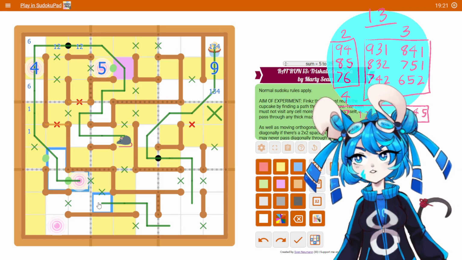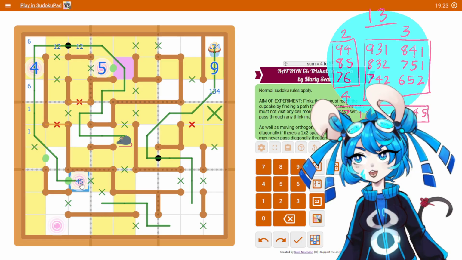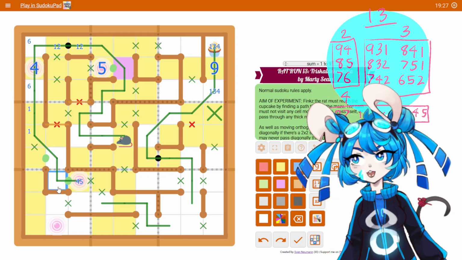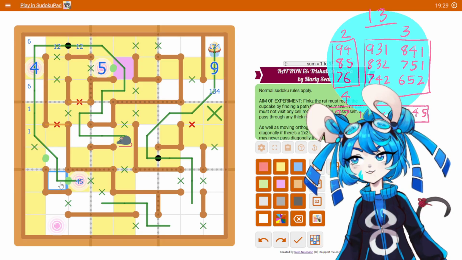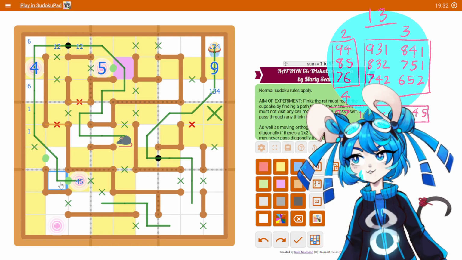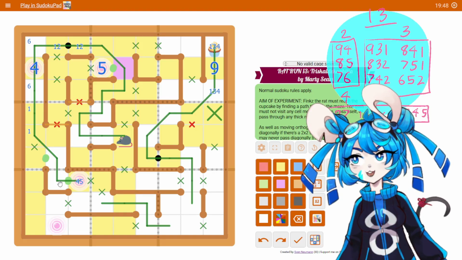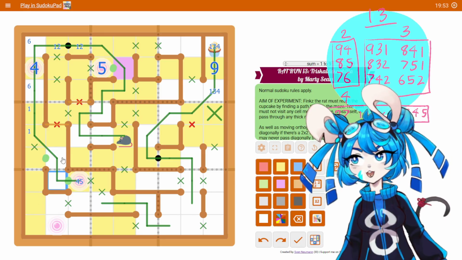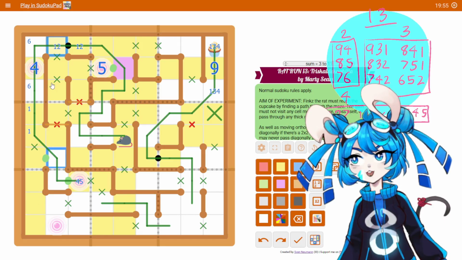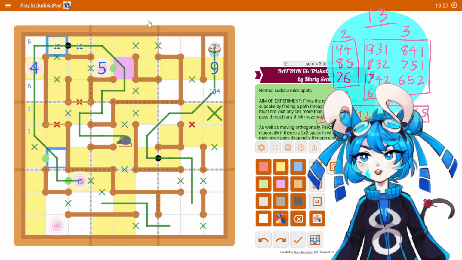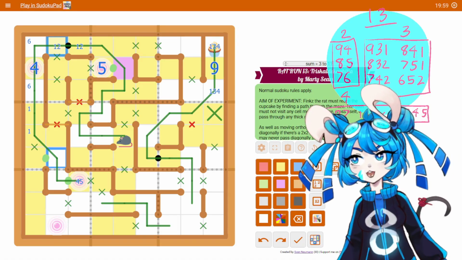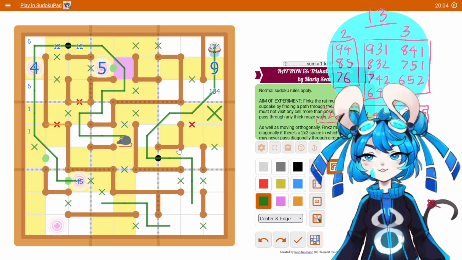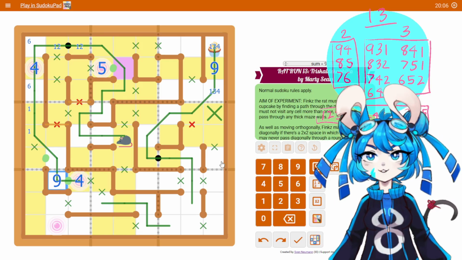1, 2, 3, 4. So this has to be a 4 or a 5. If it's a 4, then this has to be a 9. If it's a 5, this has to be a nullified cell. But I don't think this can be a nullified cell, because if this is nullified, then that means we only have these two cells to make the sum to 13. But this is a 1 or a 2, and we can't add that. This sum won't work. So I believe this has to be 9 and 4.